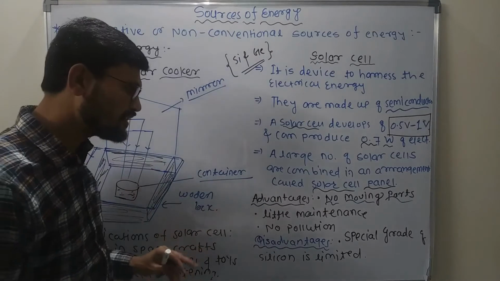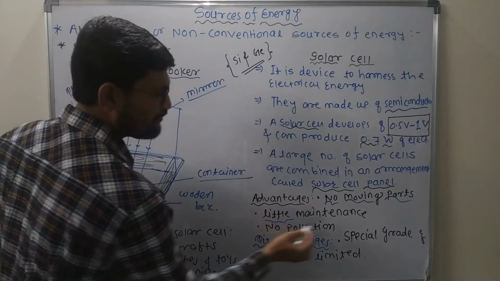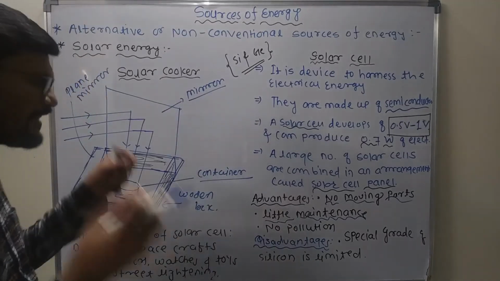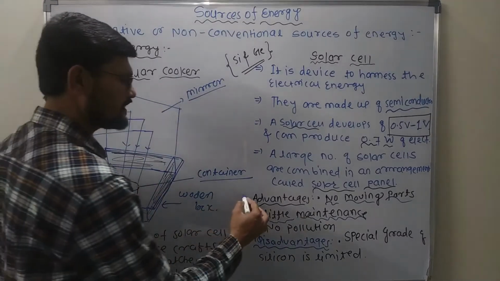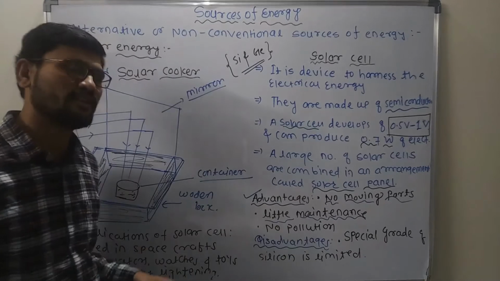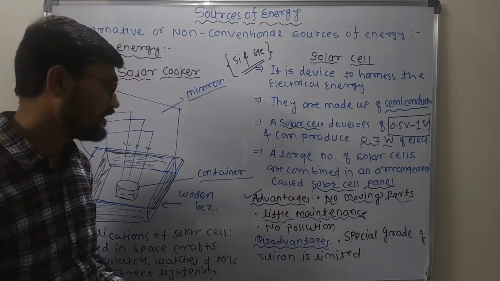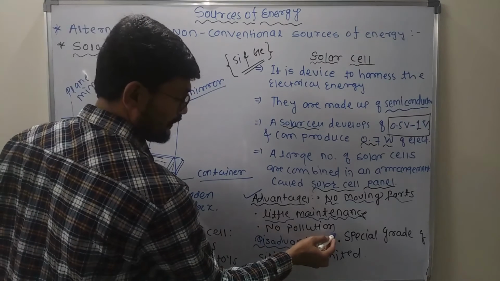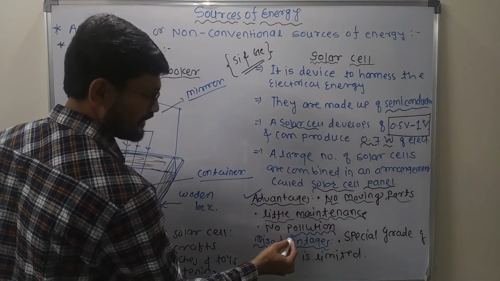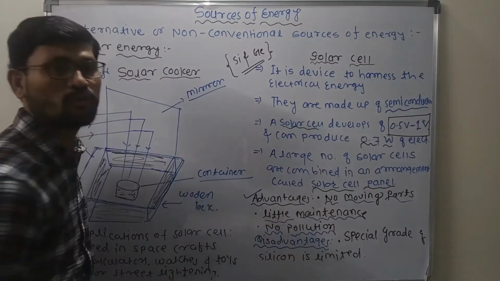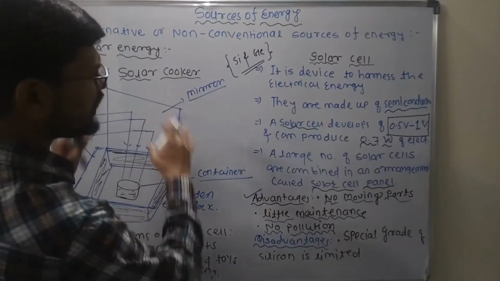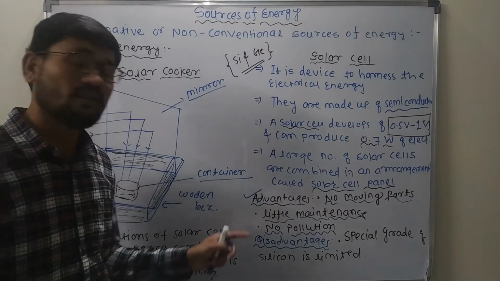There are no moving parts and they require little maintenance. Very important thing: they require little maintenance. So, sir, these are the advantages of solar cells. Clear? And another thing, the reason everyone wants to discuss them, is that they don't create any pollution at all. Free from pollution. Solar cooker, solar cell, both are free from pollution.